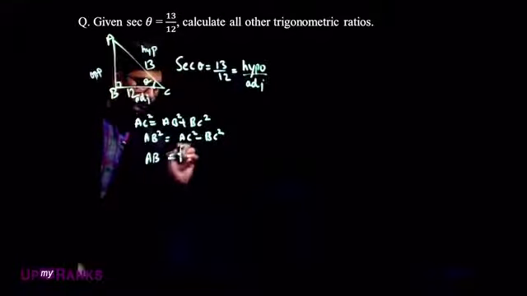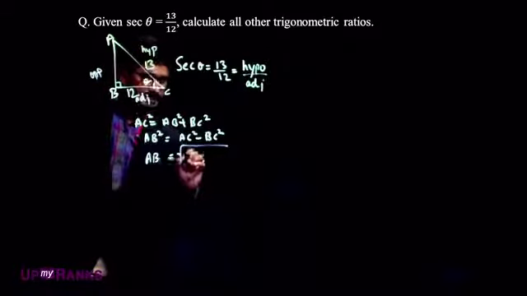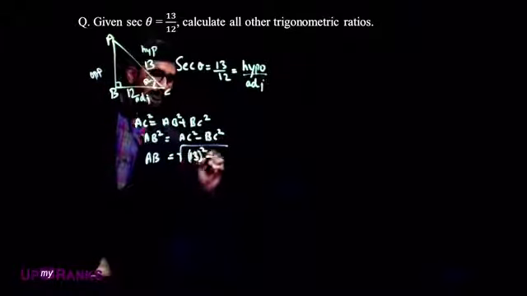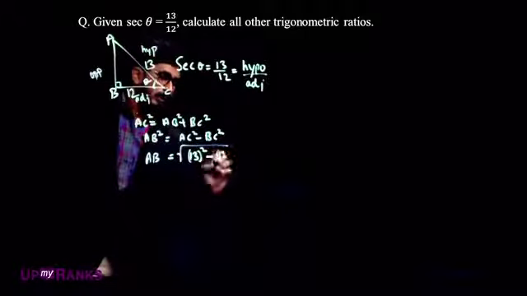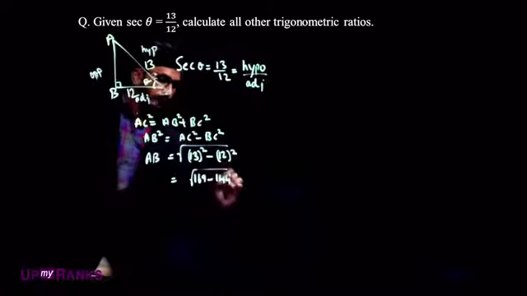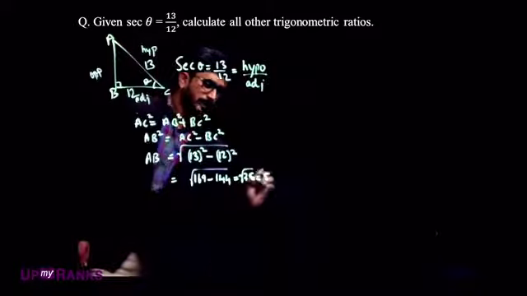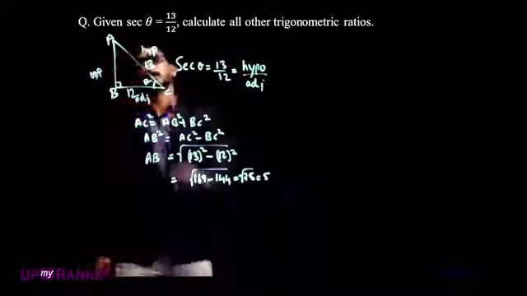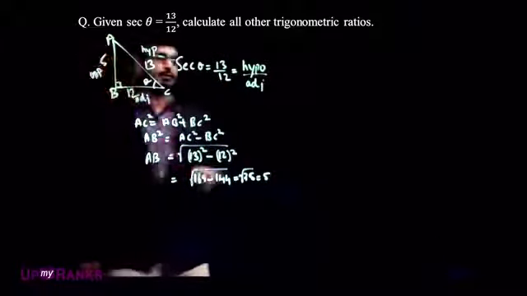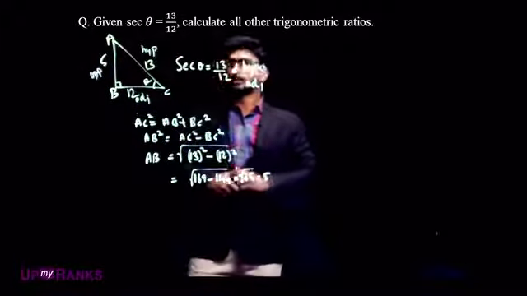Therefore, AB is equal to square root of this thing. So now what is AC square? AC square is 13 square minus BC square, 12 square. So which is 169 minus 144, which is nothing but 25, and the square root of 25 is 5. So AB is 5. So it becomes very easy for us to find the other trigonometrical ratios.